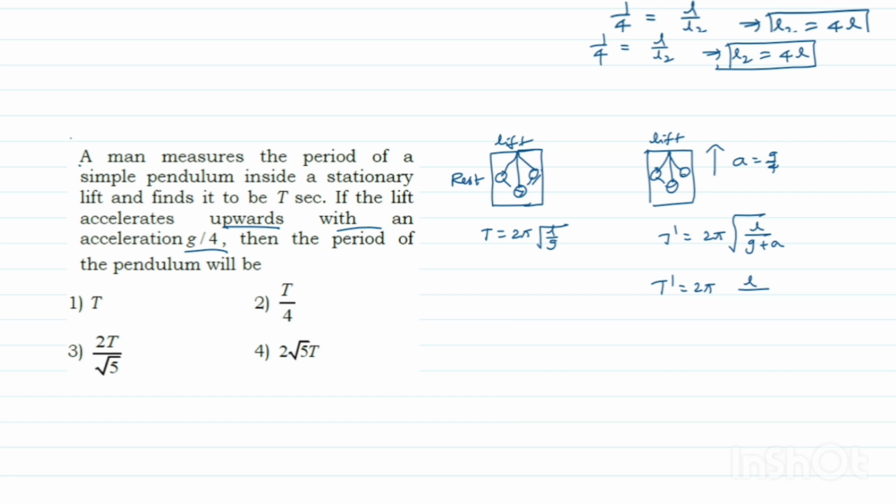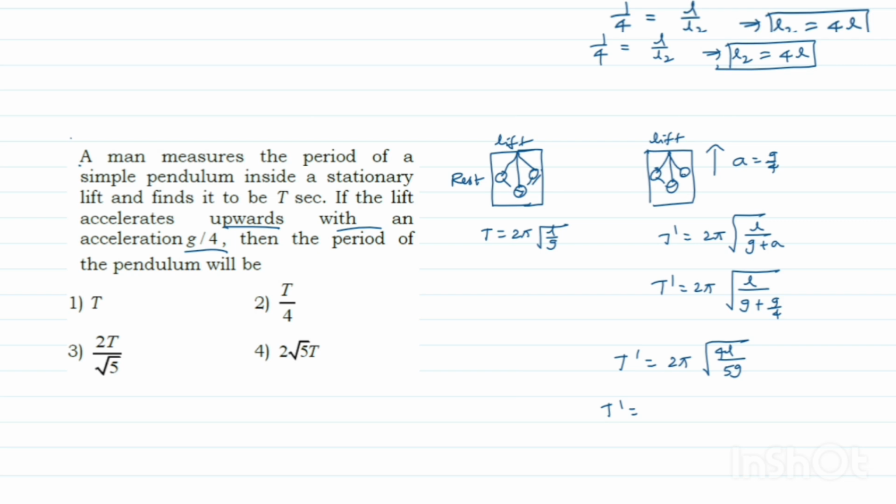Now here you just substitute this value, and here we will be getting L by (g plus a), in the sense here we will be getting 5g by 4. Now when you are simplifying this, T dash equals 2 pi into root over L by 5g by 4. So you just bring the 4 into the numerator.